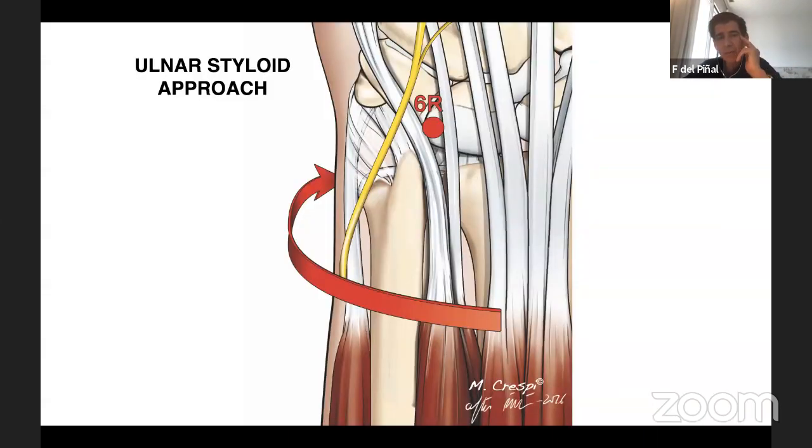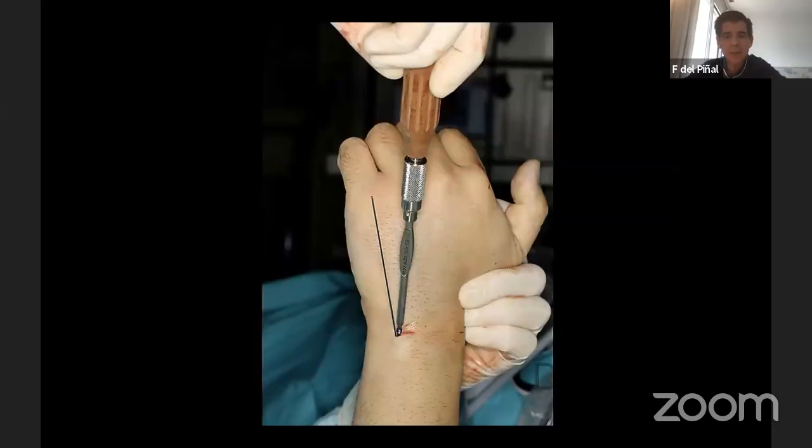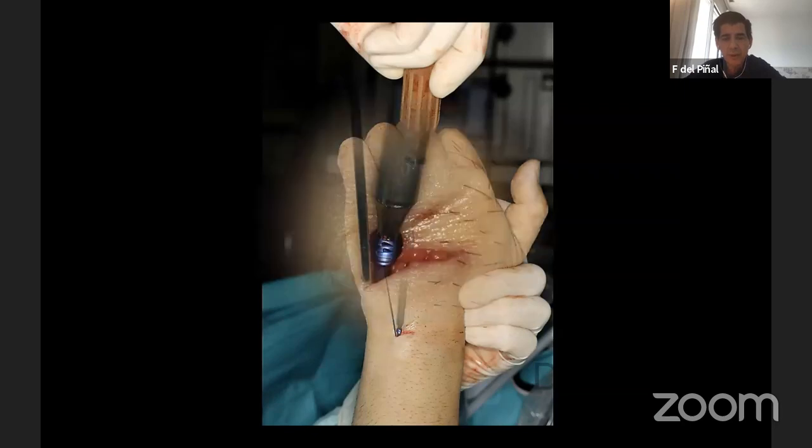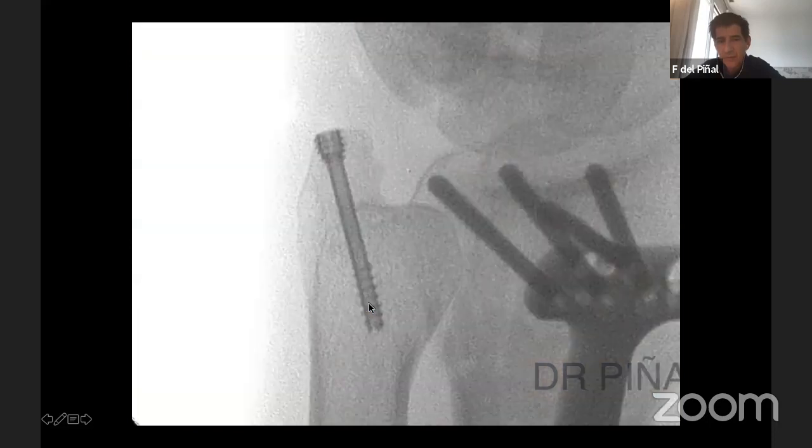And what we are going to do, instead of reattaching the TFC, is reattach the ulnar styloid. For doing that, we can use a mini approach with cannulated screws. We use one K wire to stabilize the ulnar styloid and another one to thread the cannulated screw through. You can do this through a very, very small approach. This is actually 6R, and you prolong this ulnarly with the hand in supination, the ulnar styloid is right there, and you can use that for the fixation.